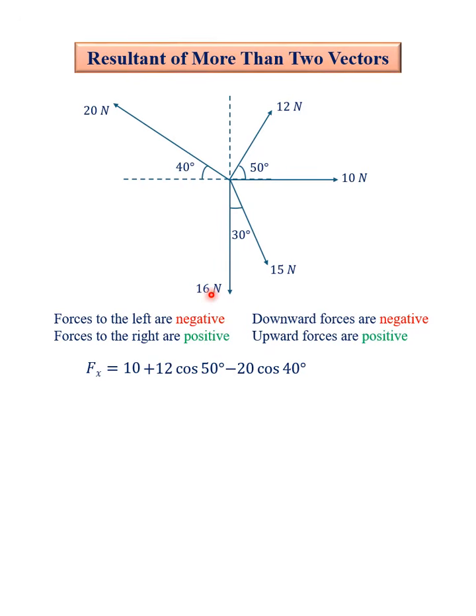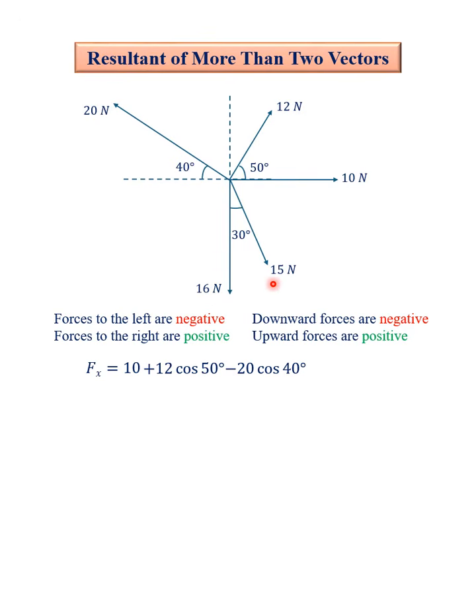Now let's look at 16 Newton. The 16 Newton force is vertical, so it has no value to the horizontal. So we are going to omit it. Or if you want to solve for it, the angle this force makes with the horizontal is 90 degrees. So 16 cos 90 degrees will give us 0 because cos 90 is 0. That's why we ignore the 16.